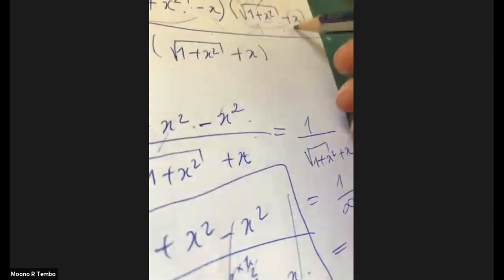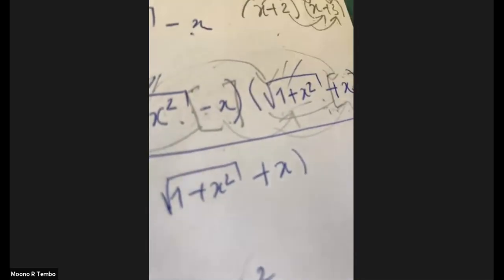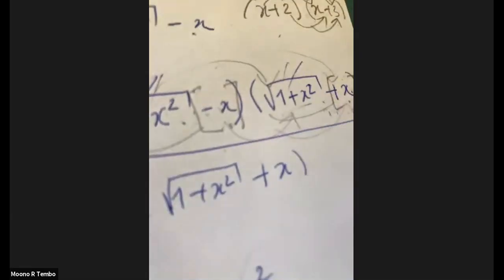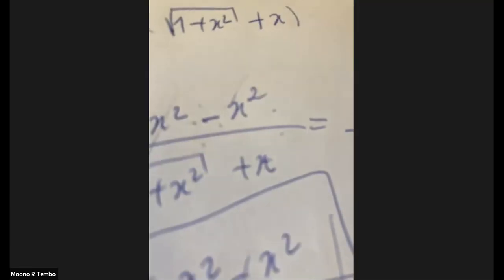And now for the other part, this part here is negative x. The other one here is positive x, isn't it? So multiply this times this, x times x will give you x squared. The sign, negative times positive, will give you negative. That's how we found this one here, like that.